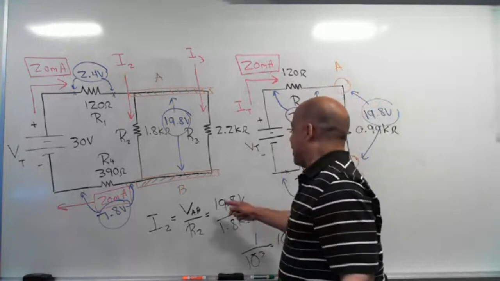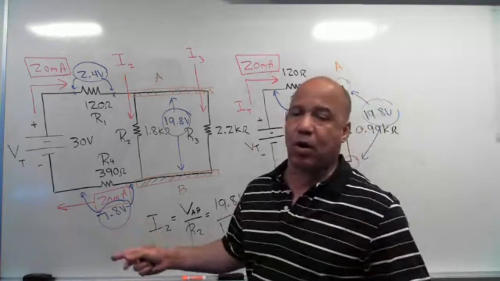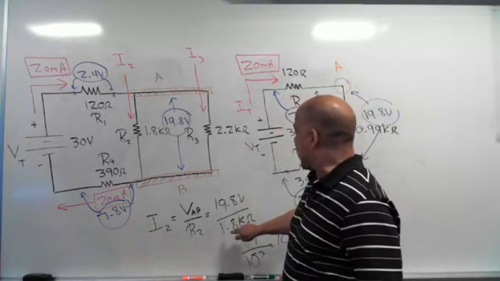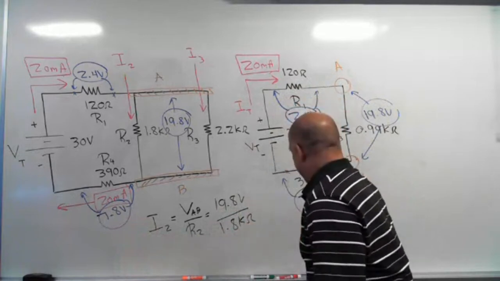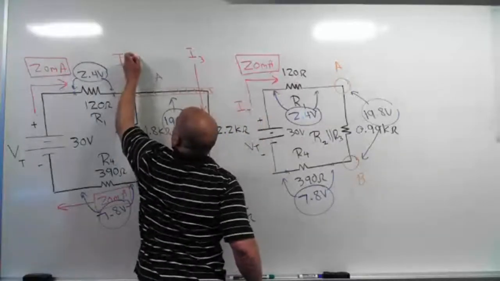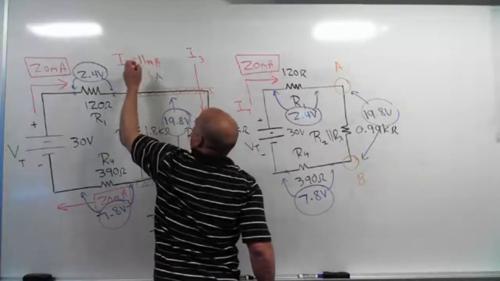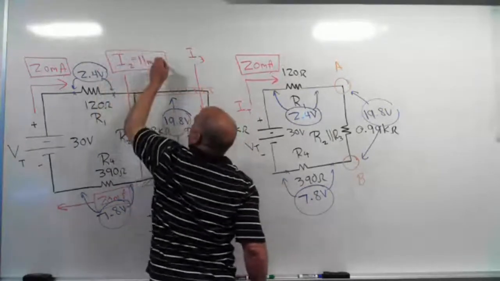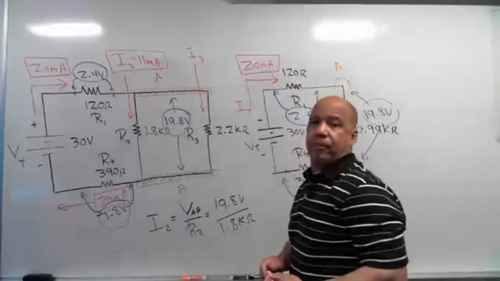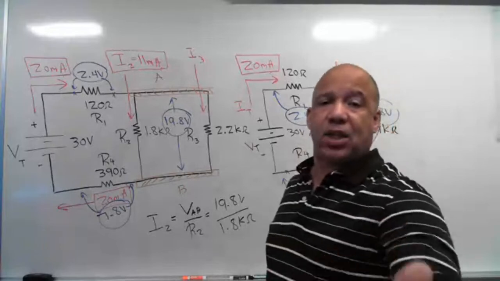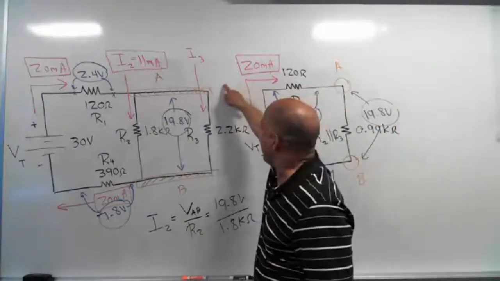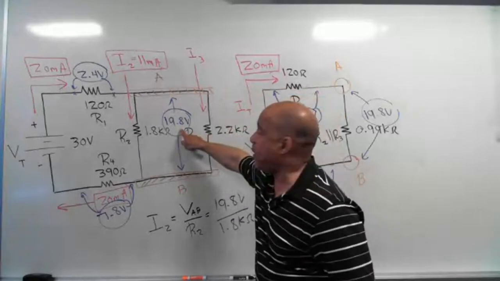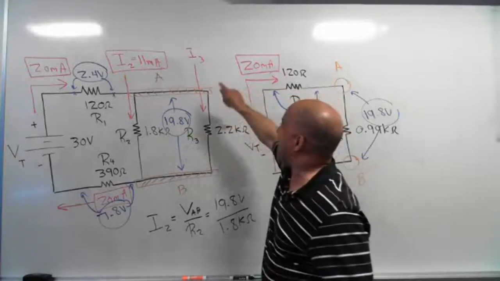So don't write this as 19.8 over 1800, too much work. You do 19.8 divided by 1.8. What is 19.8 divided by 1.8? 11 milliamps. So I'm going to write down 11 milliamps, and since it's a current, I'm going to make it square. And so now, guys, at this point, I can find I3 the same exact way. I can take 19.8 and divide it by 2.2 to get I3.